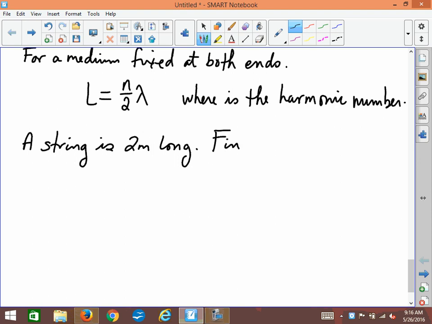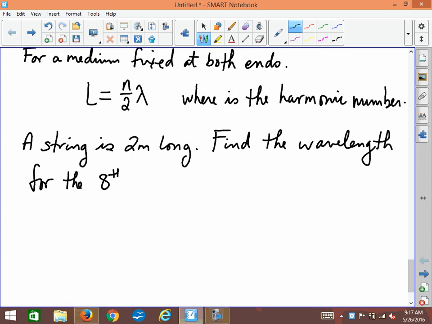Find the wavelength for the 8th harmonic. So that would be the 8th pattern that could form as a standing wave. And remember, standing waves can only be these certain patterns.